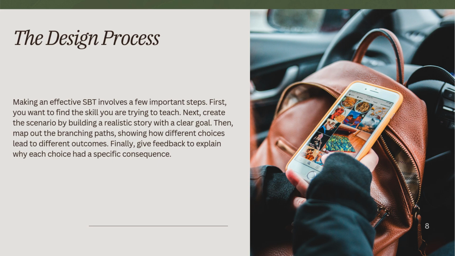The design process. Making an effective SBT involves a few important steps. First, you want to find the skill you are trying to teach. Next, create the scenario by building a realistic story with a clear goal. Then, map out the branching paths, showing how different choices lead to different outcomes. Finally, give feedback to explain why each choice had a specific consequence.